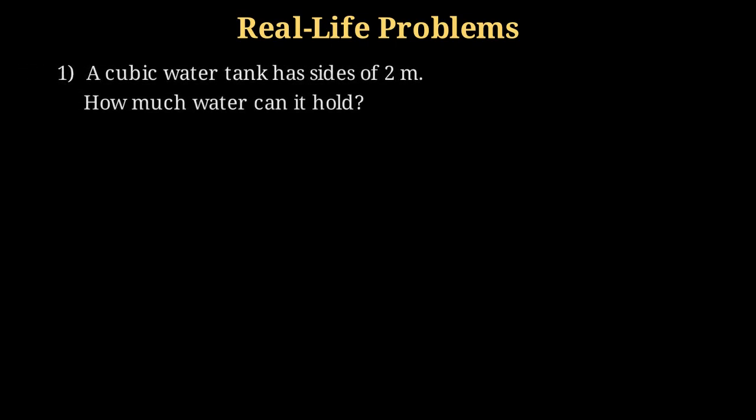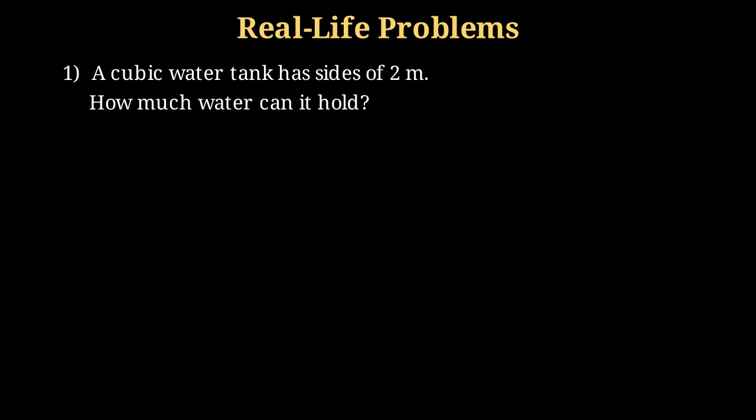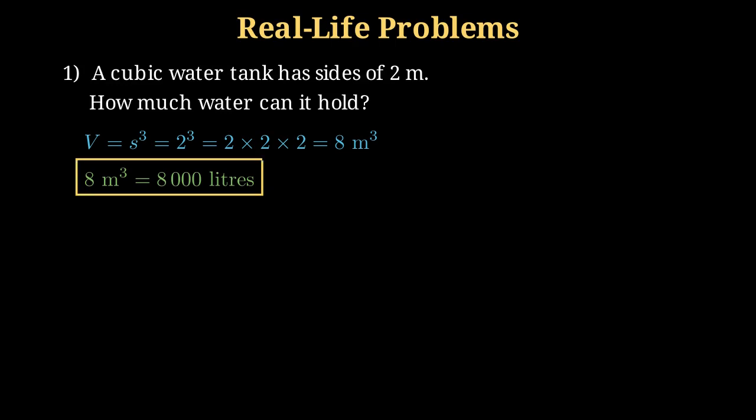Where does cubing show up in real life? Everywhere something has volume. 2 quick problems. Problem 1. A water tank is a perfect cube with sides of 2 meters. How much water can it hold? The volume of a cube is side cubed, 2 cubed, 2 times 2 times 2, 8 cubic meters. And since 1 cubic meter is 1,000 liters, the tank holds 8,000 liters of water.